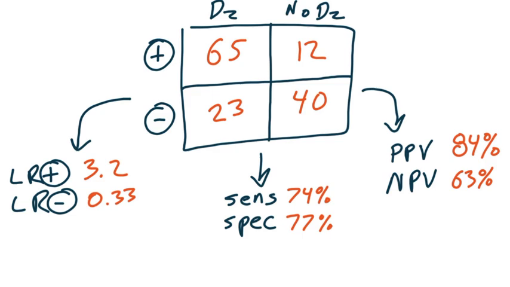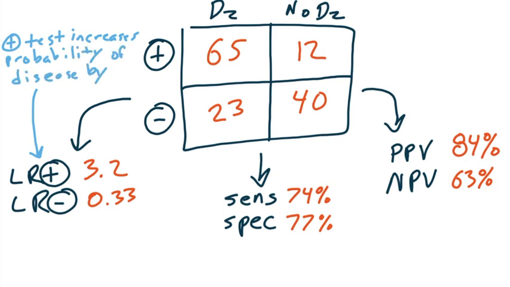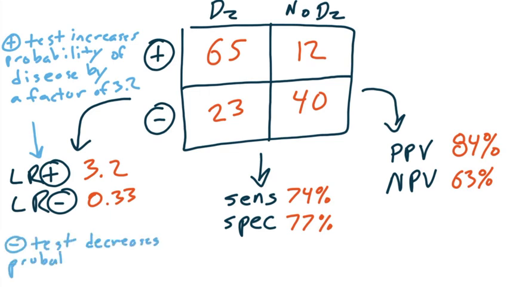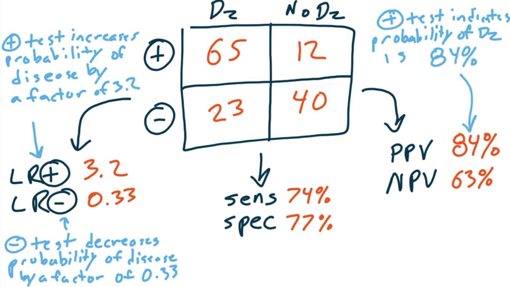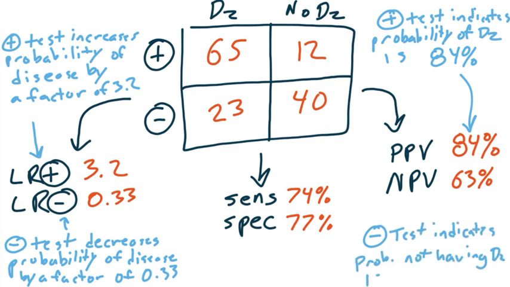Focusing on positive likelihood ratio, you can see that a positive test would increase your probability of disease by a factor of 3.2, while a negative test result would decrease your probability of having the disease by a factor of 0.33. Compare this to our positive predictive value, which indicates that a positive test means our probability of disease is 84%. And finally, negative predictive value: if we get a negative test, the probability of not having the disease is 63%. The point is that likelihood ratios and predictive values can both provide valuable information. They are merely asking different questions.